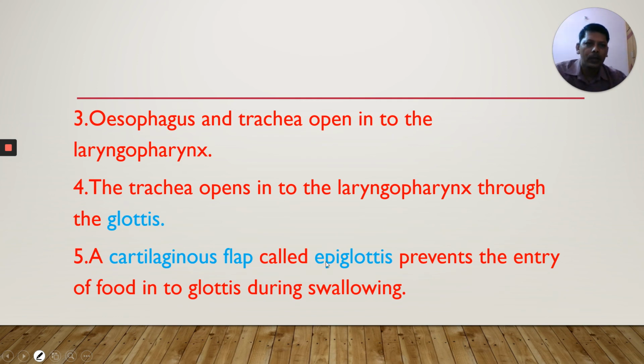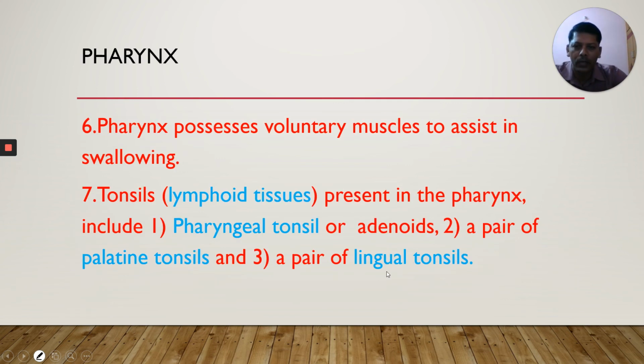That's about the epiglottis. Important one, a cartilaginous flap. It is made up of cartilage. It moves up and down like birds' wings. It is a flap. The function of the epiglottis is to prevent the entry of food into the glottis.